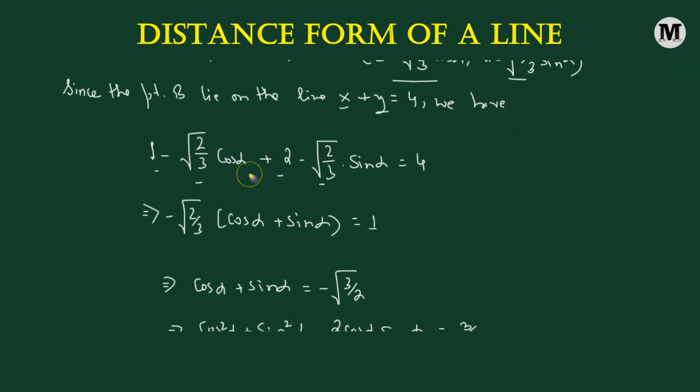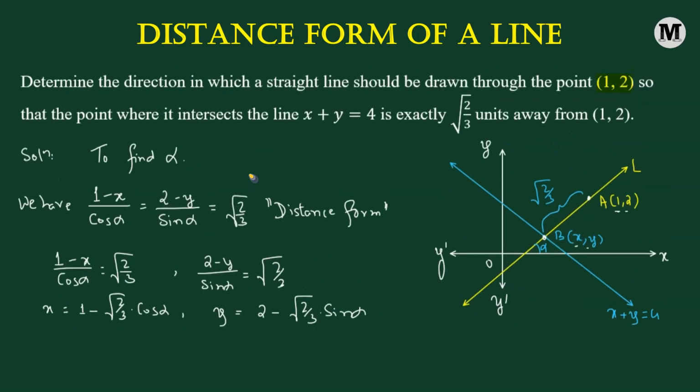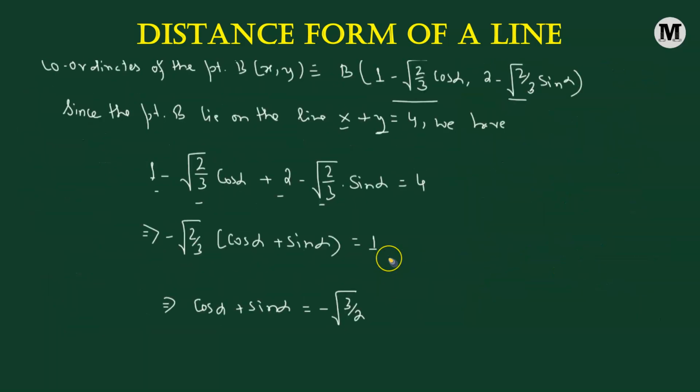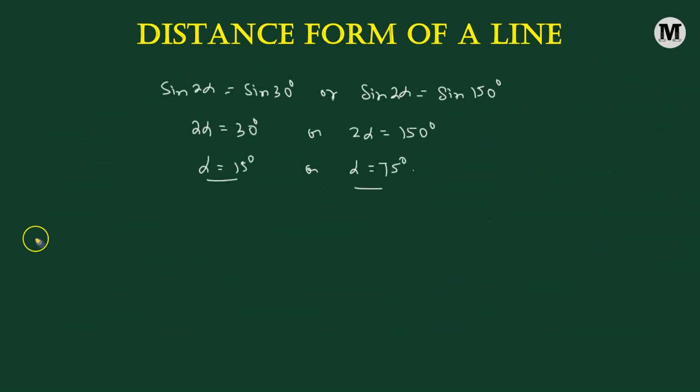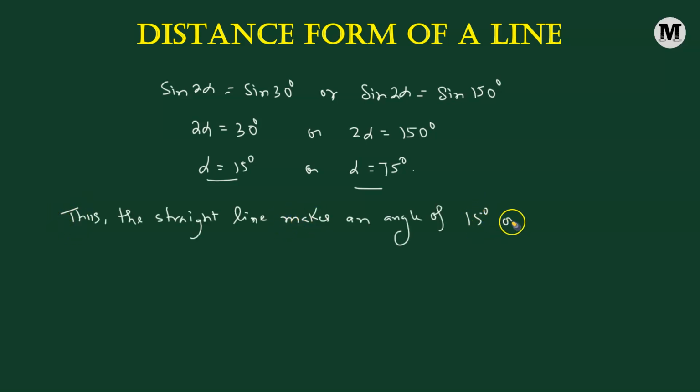So we can say that for the straight line L, alpha could be either 15 degrees, or there is also another possibility such that the line still passes through (1, 2) and intersects x plus y equals 4, and it's going to make an angle of 150 degrees with the positive direction of the x-axis. So let's note it down. We can say thus the straight line makes an angle of 15 degrees, or it could make an angle of 75 degrees with the positive direction of the x-axis. So that's our final answer.